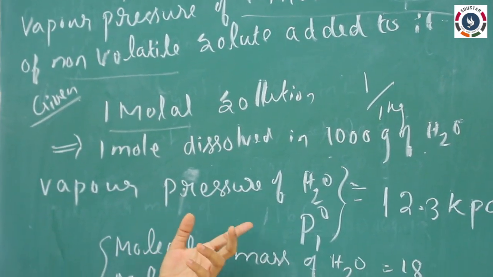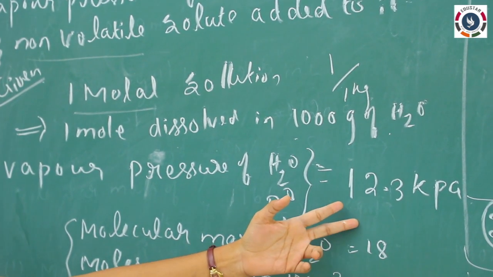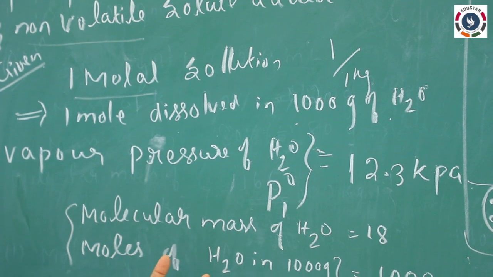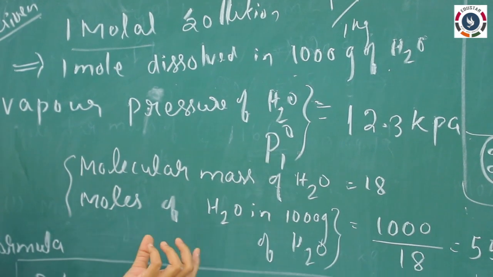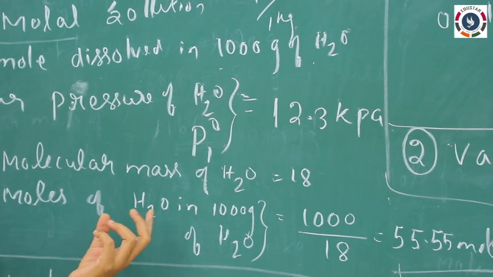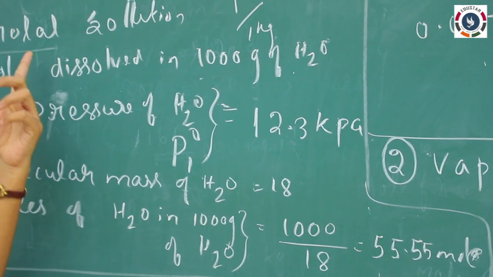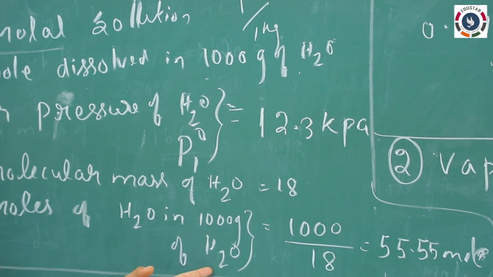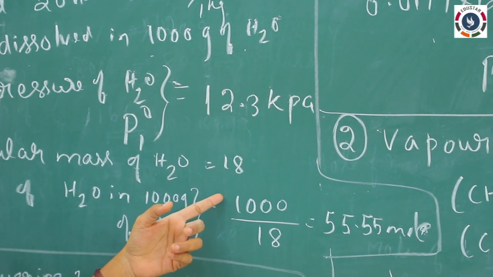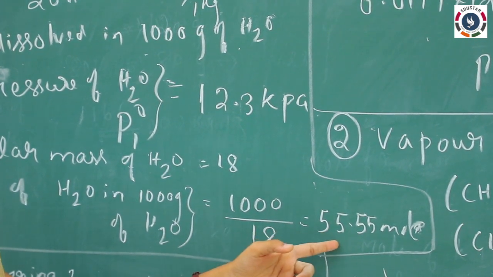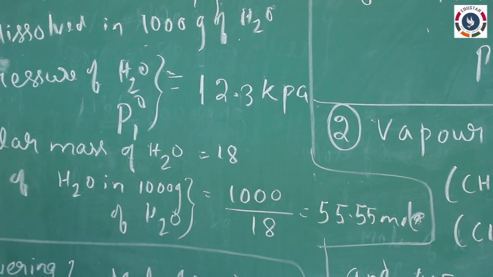Vapor pressure of pure water is equal to P10, they have given the value. Molecular mass of water is 18, we know, and the moles of water present in 1000 gram, because it is 1 molar solution. So in 1000 gram of water, the number of moles present is 1000 divided by 18, that is 55.55 moles, as we discussed earlier.